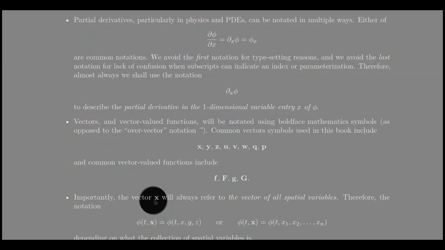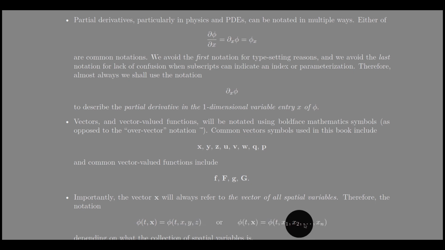The vector x, we're going to use this vector x a lot, because I want a vector of all spatial variables. So the idea is, if we're sitting in R3 and we have 3 spatial variables, maybe we have a temporal variable too, but if we have 3 spatial variables, I'm going to group those together sometimes and just call it boldface x. That's going to be my vector of spatial variables. That's just going to be the vector x, y, and z.